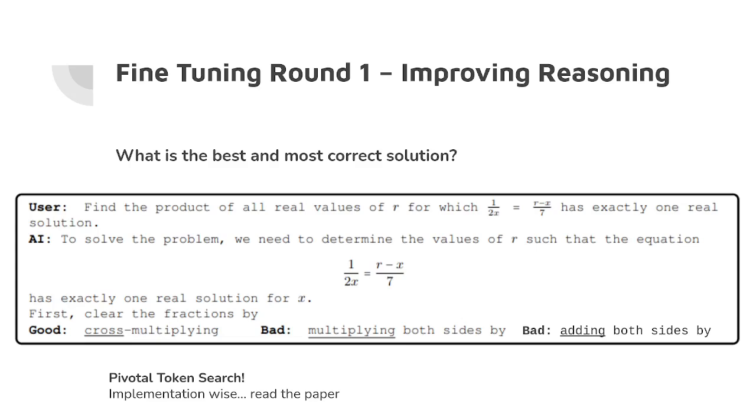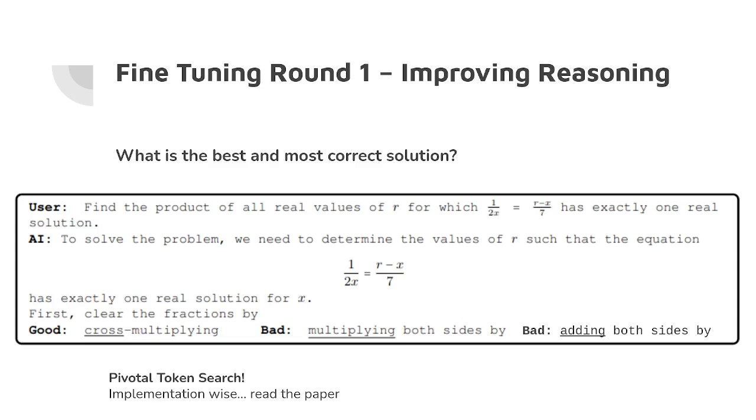We want the model to be incentivized to use the most important tokens. So if we are the algorithm, basically this problem is we want to isolate R, okay? So what's the best way to do this? Of course, we can cross multiply. We can multiply, or we can add both sides by something, sure.